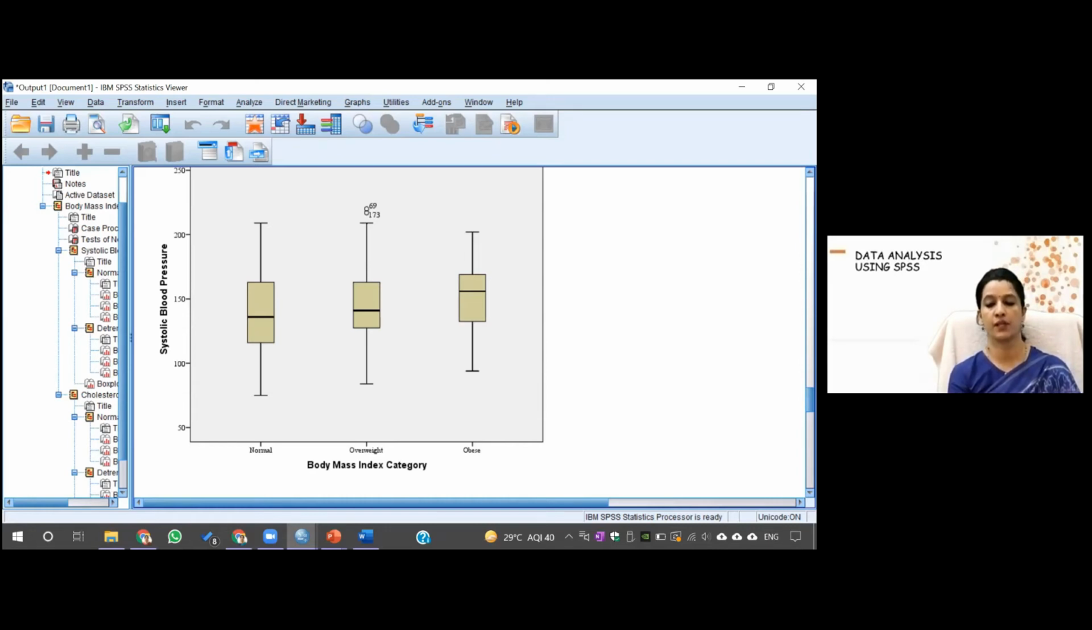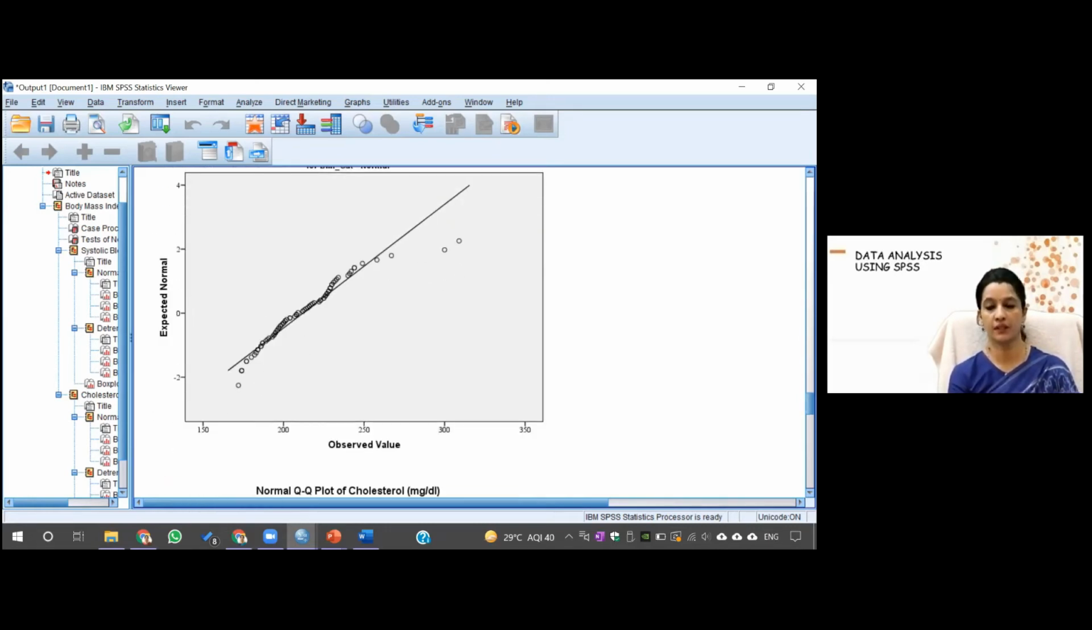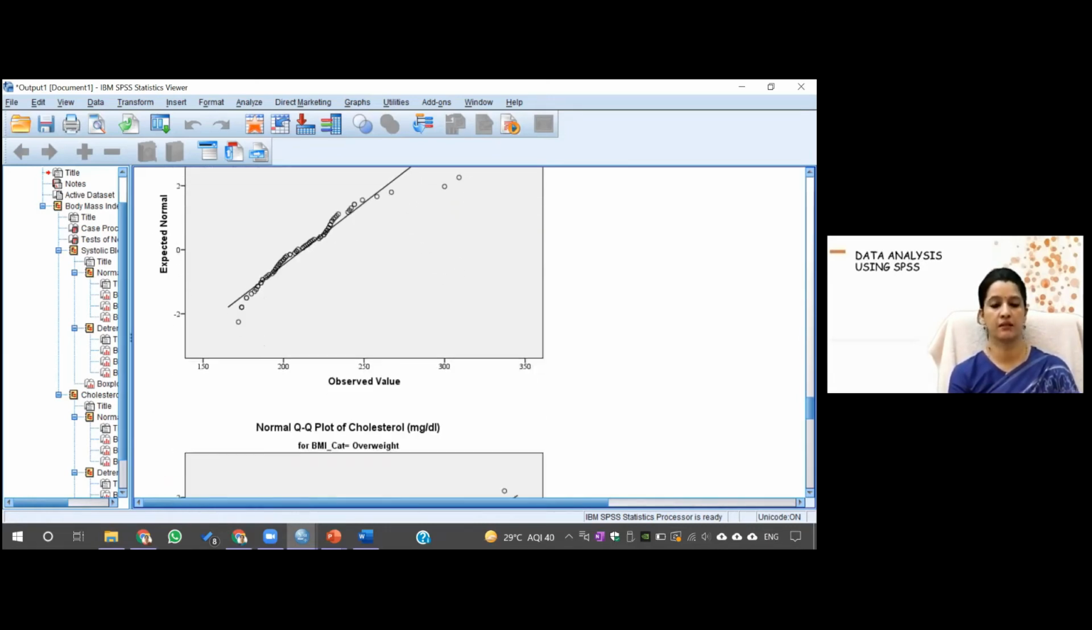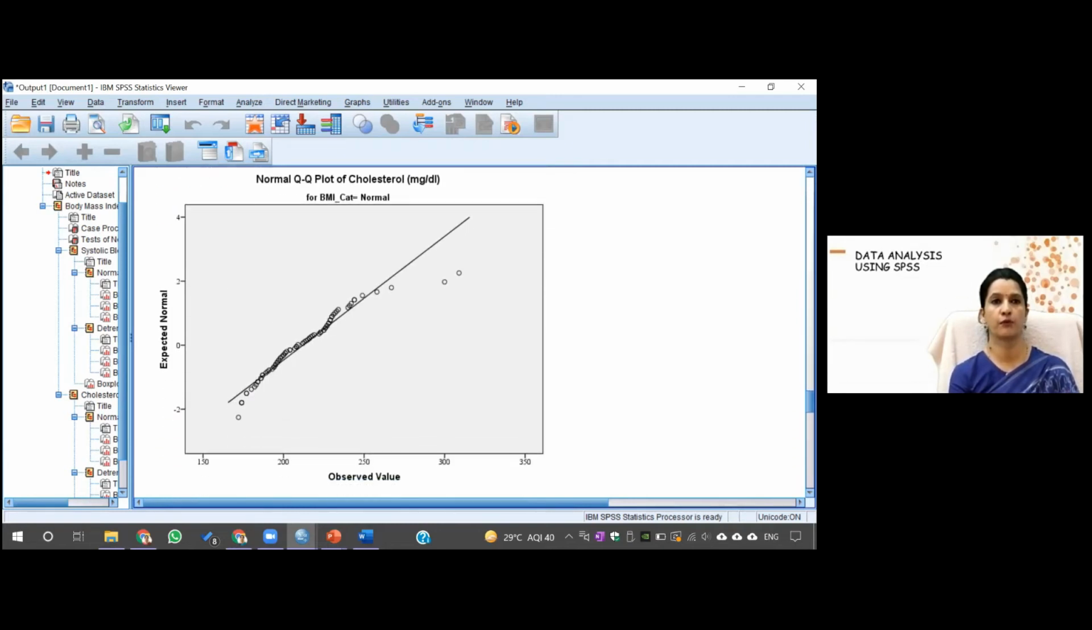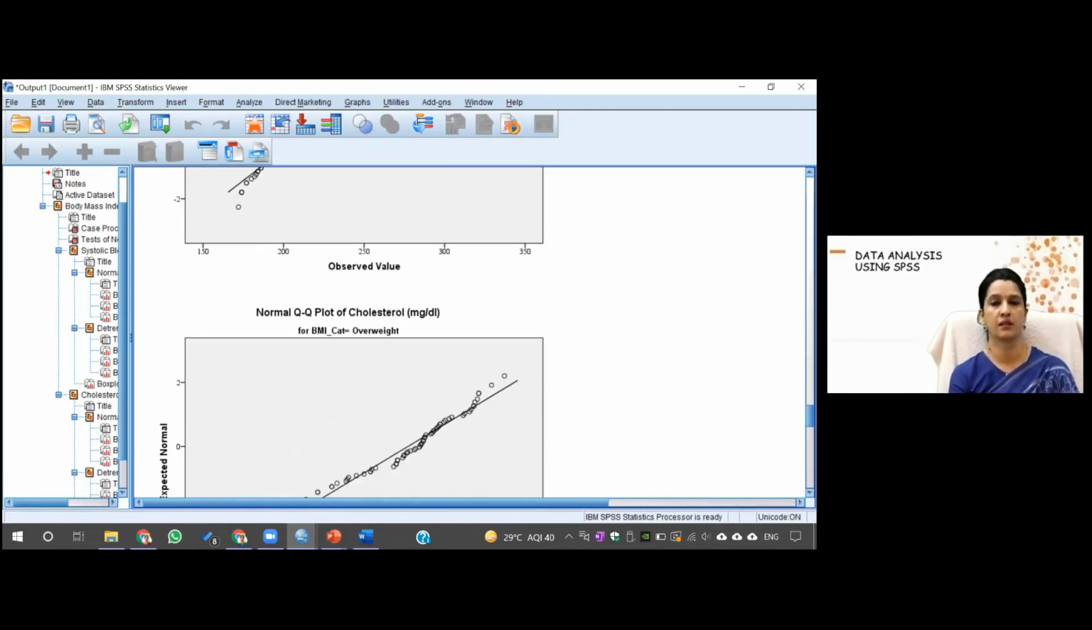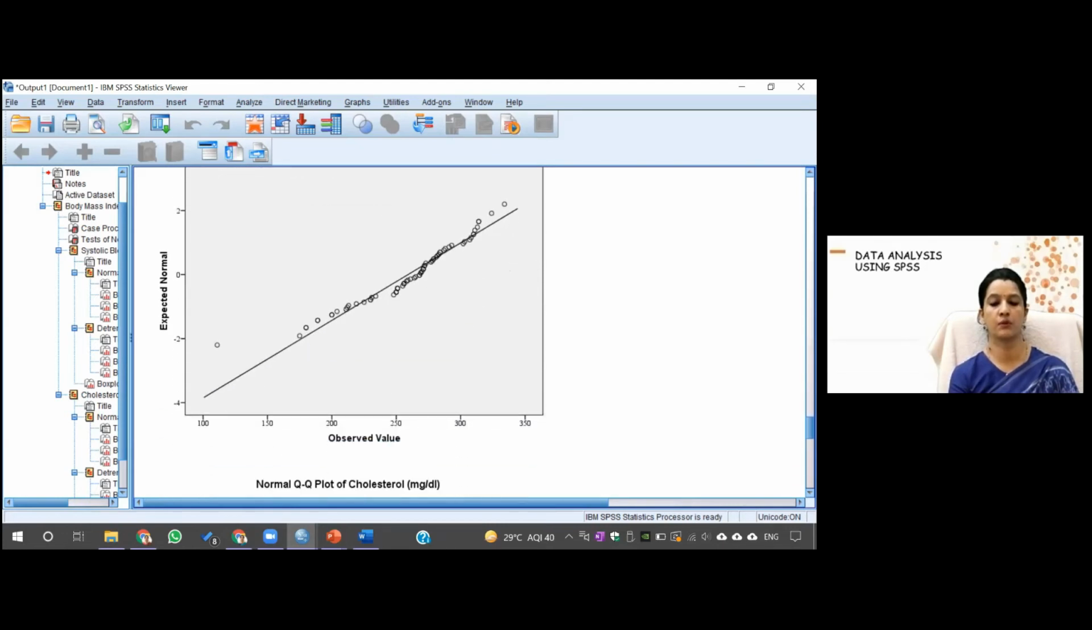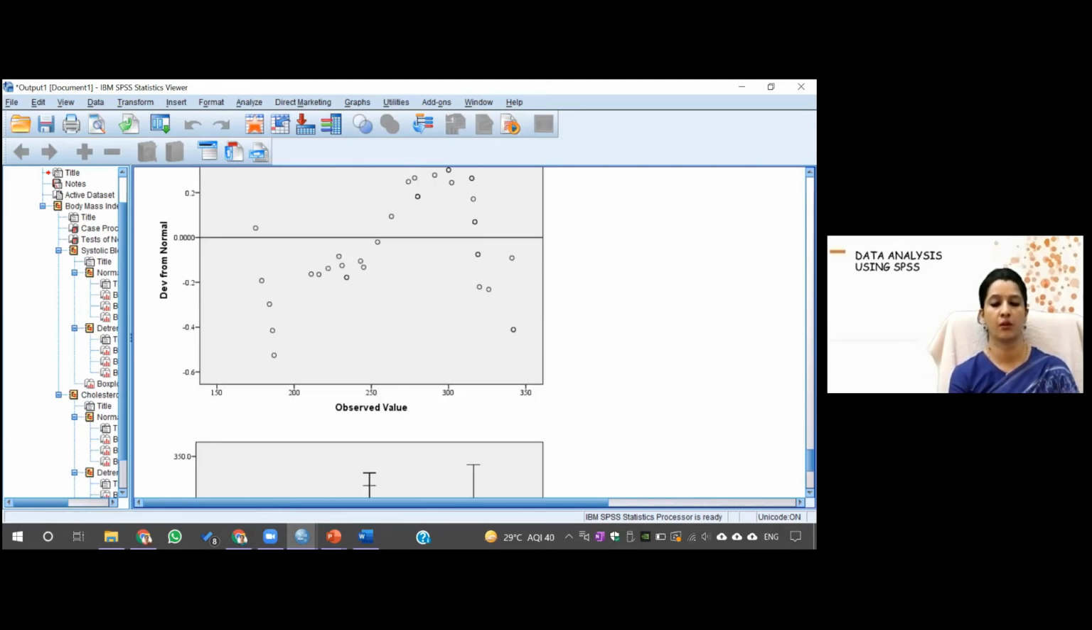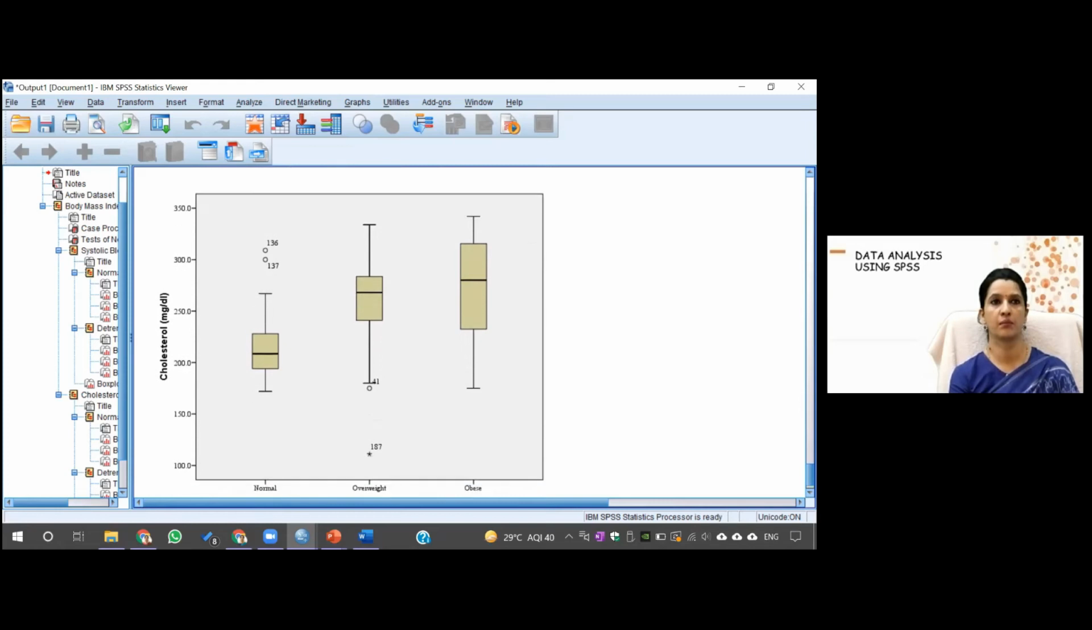Okay. Then I'll come down, and this is the QQ plot of cholesterol. You can see it is linear, normally distributed. This is again normally distributed. This is the box plot, which is for checking the outlier. So here, what is your comment on the cholesterol level? Please type in the chat box: in which group, how many, and the type of outlier.